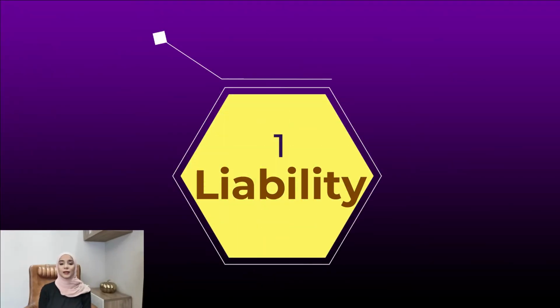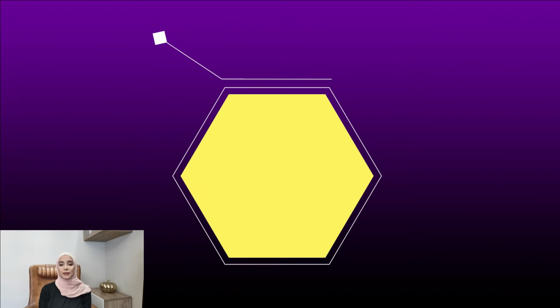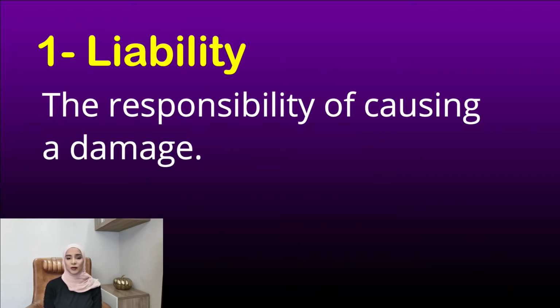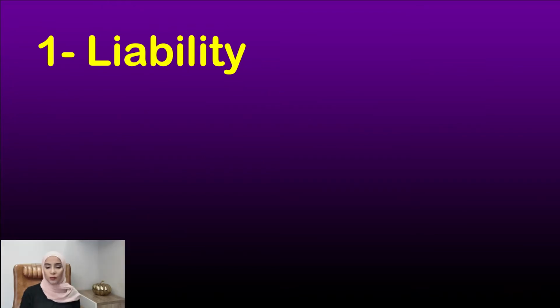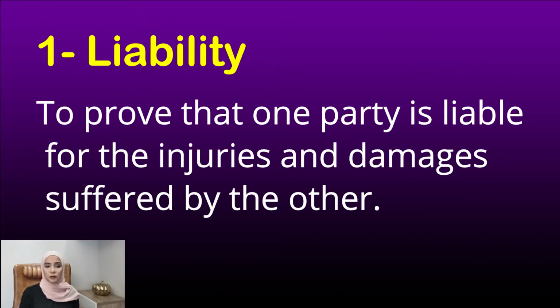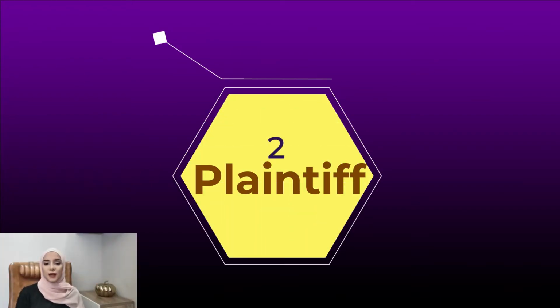Let's get started. The first term we have today is called liability. Liability is a term to describe that someone is responsible for a damage. On the other way, the purpose of a lawsuit is to prove that one party is liable for the injuries and damages suffered by the other. The second term we have today is plaintiff.